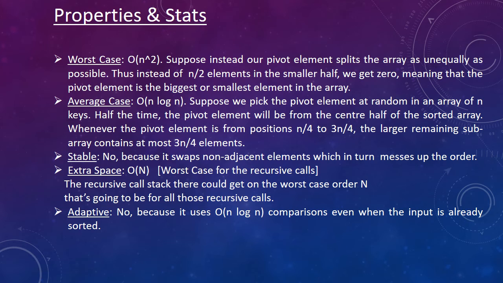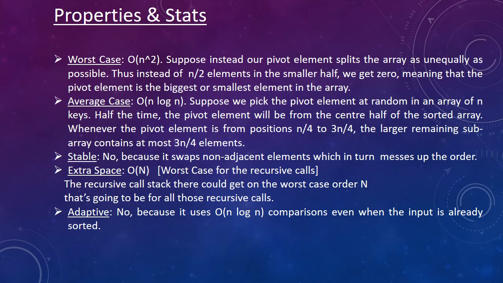And later on, here are the properties and stats of this algorithm. The worst case is big O of n squared, when the pivot element splits the array as unequally as possible. Instead of n by 2 elements in the smaller half, we get 0, meaning that the pivot element is the biggest or smallest element in the array. And in the average case, it is big O of n log n.